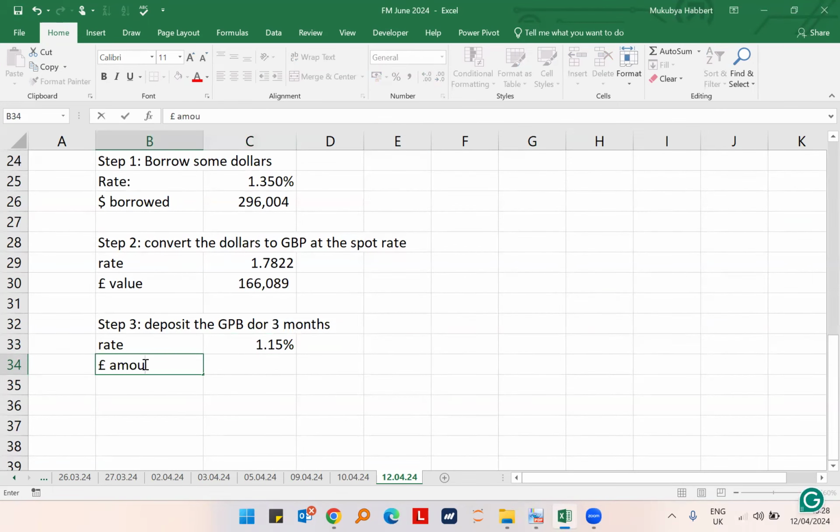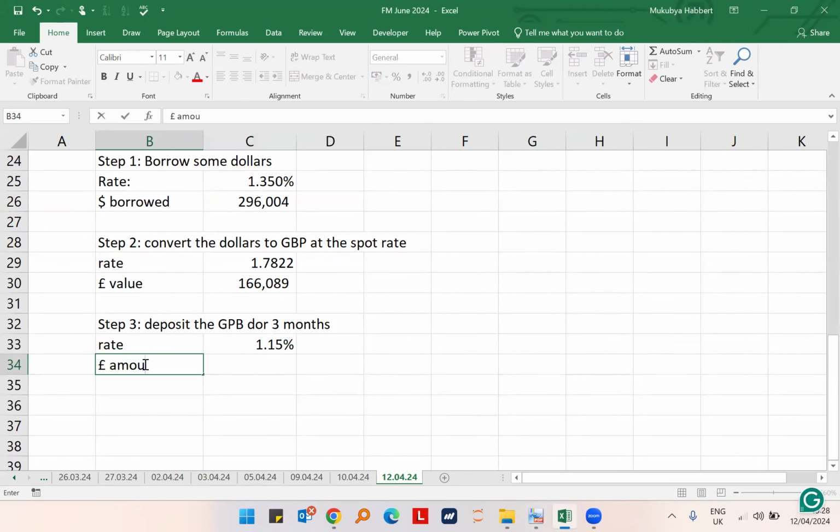Therefore, the pound amount after 3 months, what is it going to be? It's going to be the amount that we have converted, multiplied by 1 plus the rate. So which gives us 167,999. Now, this is the amount that you get after 3 months using the money market hedge.